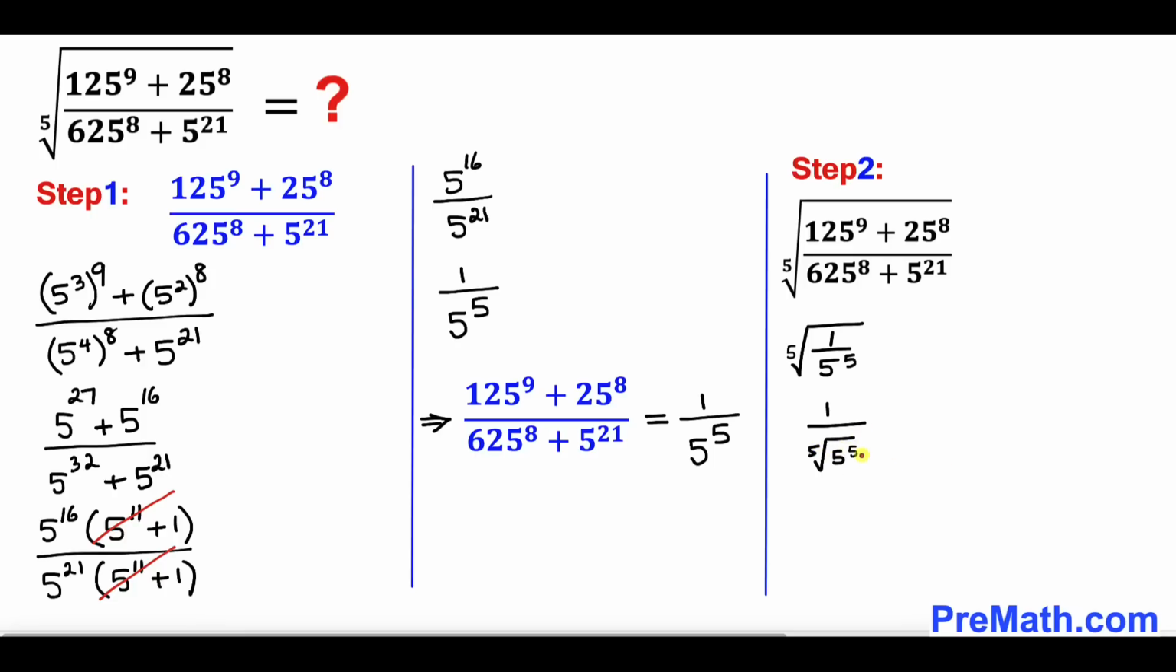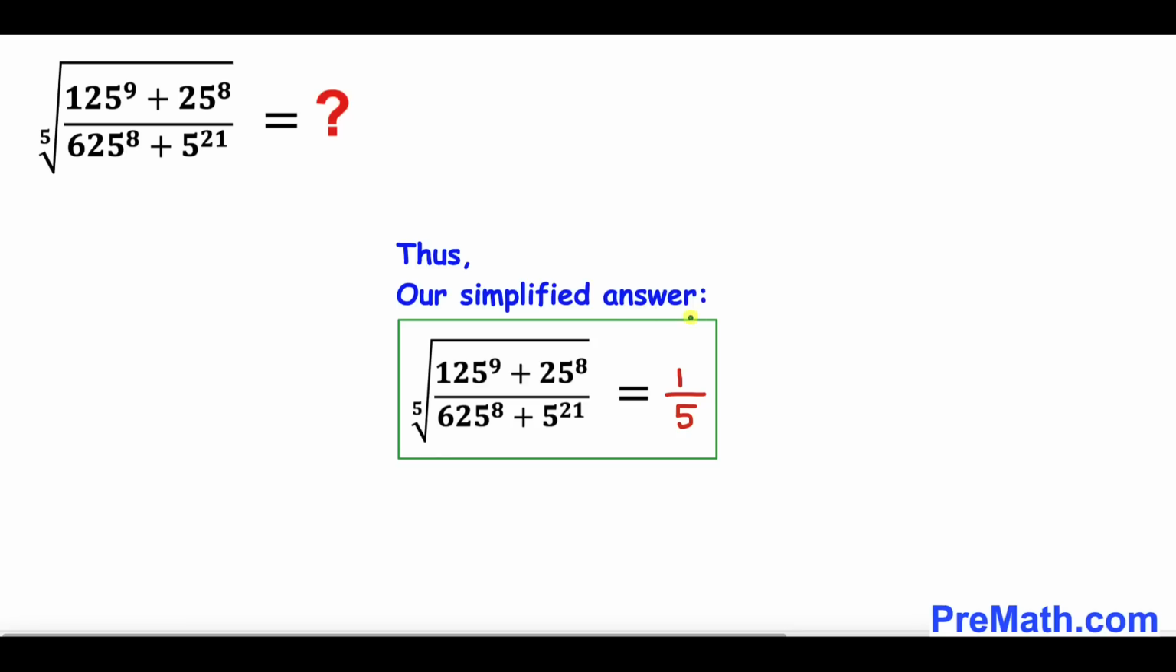Now we can see that this fifth root and this 5 power undo each other. So we end up with simply 1 over 5. And that's our simplified answer. So thus our simplified answer turns out to be 1 over 5.